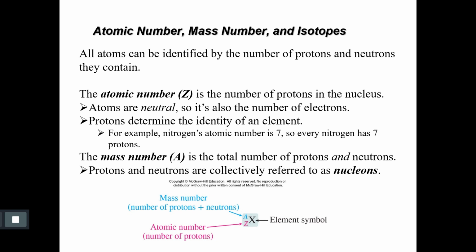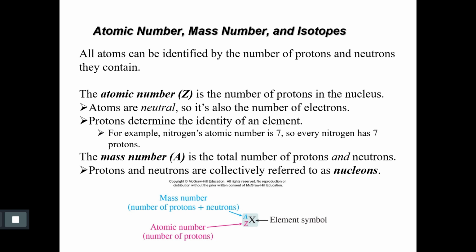The atomic number is very important. The symbol for atomic number is Z. The atomic number is the number of protons in the nucleus. The number of protons in the nucleus is unique for each and every element. No two elements share the same atomic number. In other words, the atomic number defines the element.